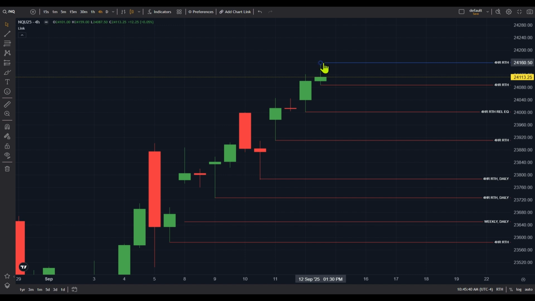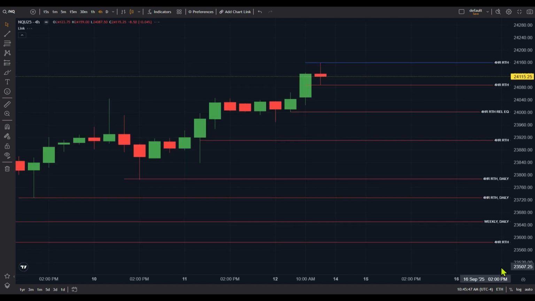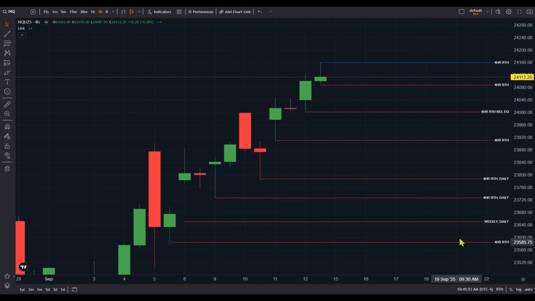I start out with regular trading hours. The way you get regular trading hours is down here. This is extended. You can see there's different levels on extended. And then I can just change it to regular trading hours, and I start marking the highs and lows. Since we're at an all-time high, we only have one blue line. I just mark them out.